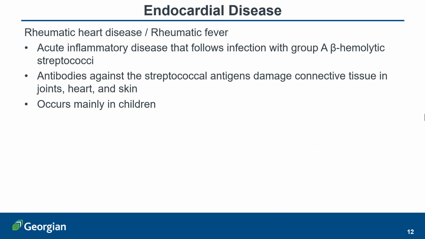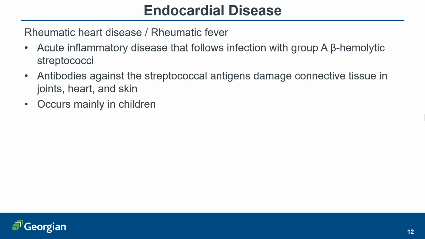Rheumatic heart disease, or rheumatic fever, is an acute inflammatory disease that follows infection with group A beta-hemolytic streptococci. In this particular case, the antibodies against the normal streptococcal antigens that have infected us now get deposited in the heart, typically on the valves themselves, and now damage the connective tissue in the heart, but then it can progress to be deposited in other places in the body, including the joints as well as the skin. So it becomes a systemic disease.